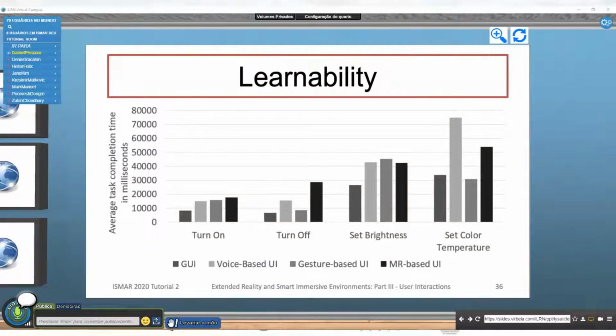However, setting brightness and color temperature takes more time, just because it is not a binary control. There are multiple levels that need to be set up. We also see here that especially when it comes to setting color temperature, there is a significant difference between, let's say, a voice-based versus graphical user interface based.